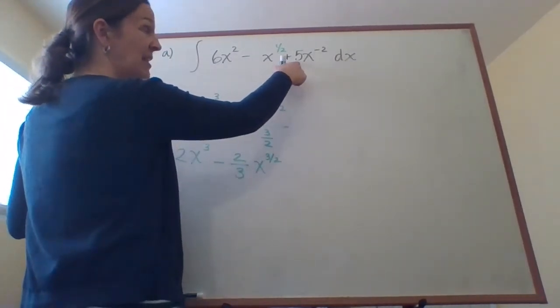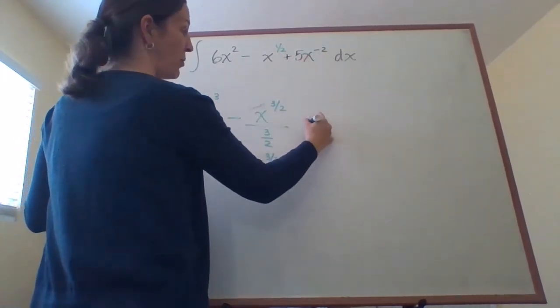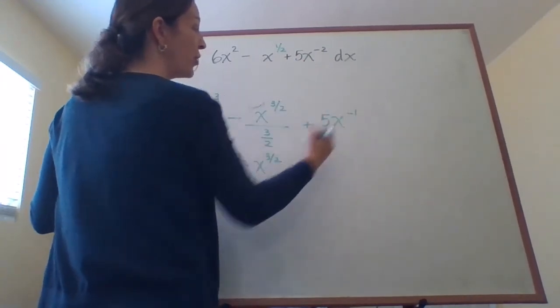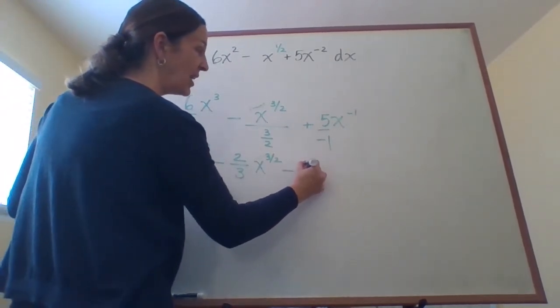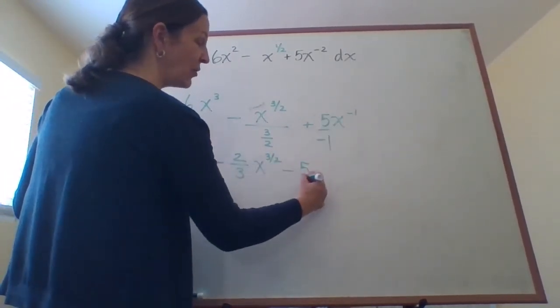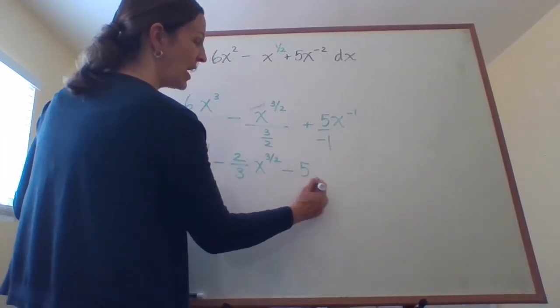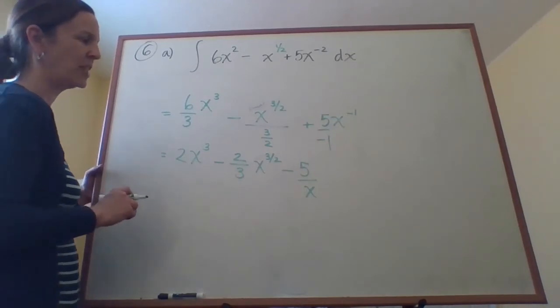Lastly, I'm going to take the antiderivative of 5x to the negative second. If I up that power by 1, now it's x to the negative 1st power, and I divide by that, which ends up with negative 5x to the negative 1st power. It was fine to write it like that. Some of you changed that. X to the negative 1st is also like dividing by x. I accepted it either way.